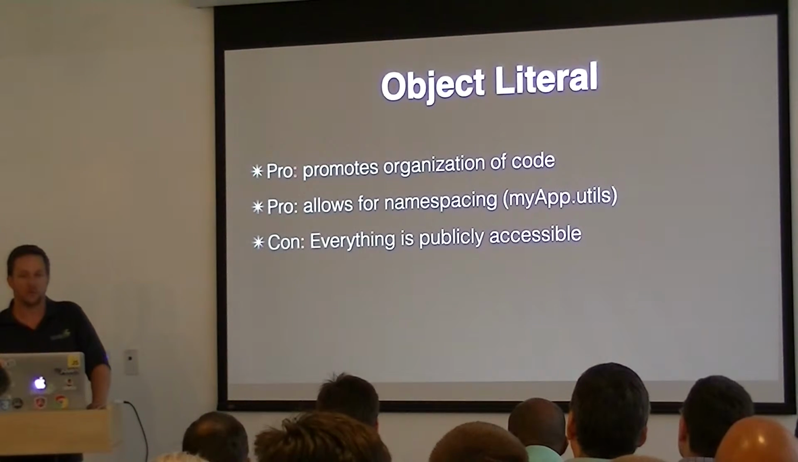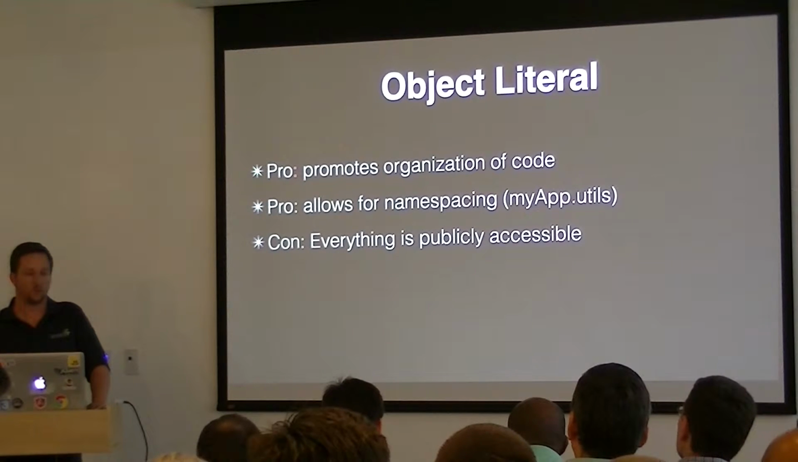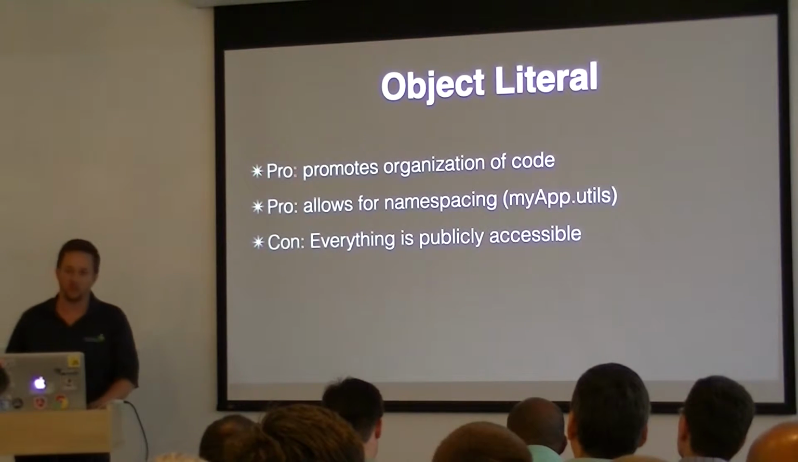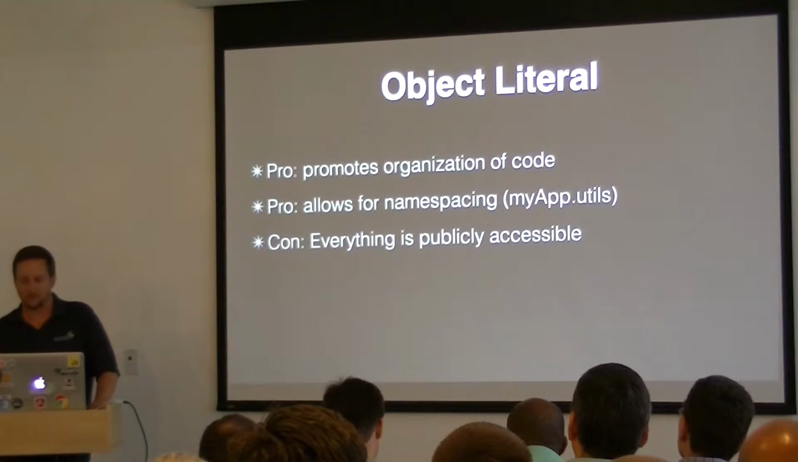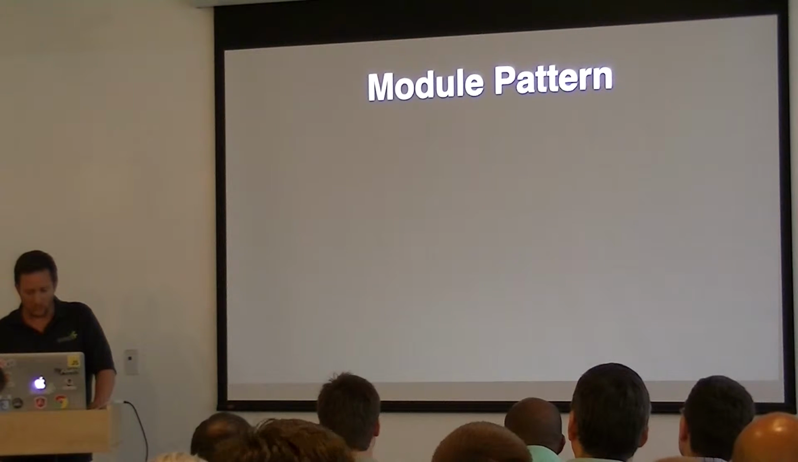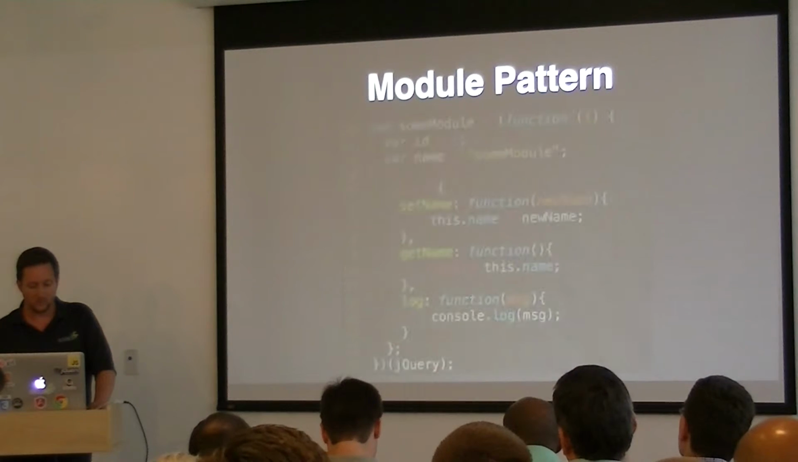But the big con with the object literal is everything's publicly accessible. So everybody can call those methods that you put on there. Everybody can overwrite any property on there. So it's not safe. So we'll try to go beyond that.